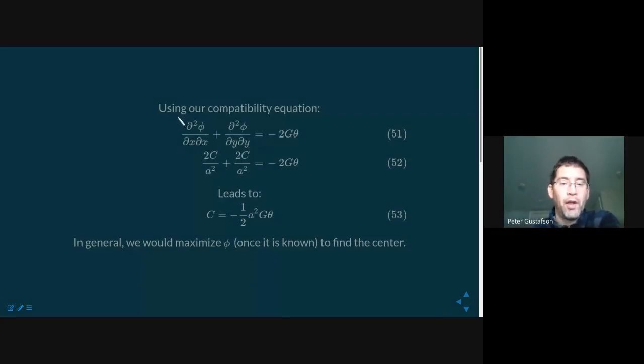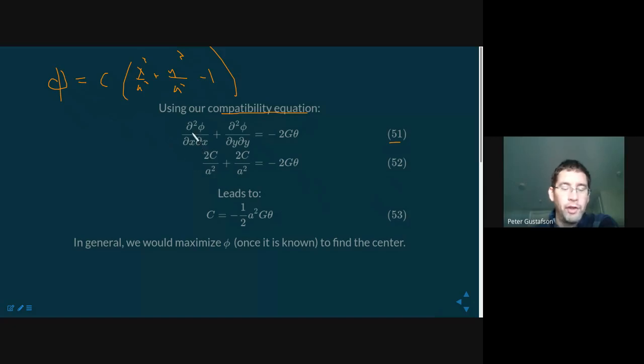Okay, the next equation that we would like to satisfy is the compatibility equation. I've written it here as equation number 51. For your reference, this is the same equation that we had looked at previously. Of course, now we know what phi is. I should have written that on this slide. Phi is equal to c times x squared over a squared plus y squared over a squared minus 1. If we look at that equation, we can take its derivative twice with respect to x, and the second and third terms go away right away. The first derivative becomes 2cx over a squared. The second derivative remains 2c over a squared.